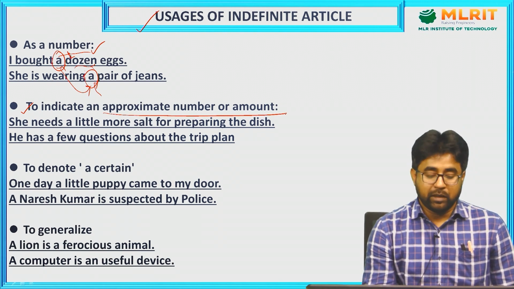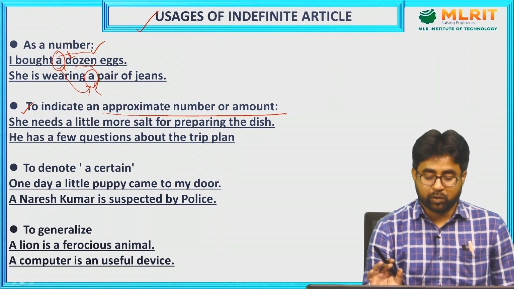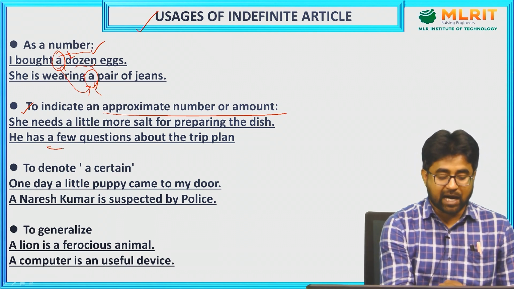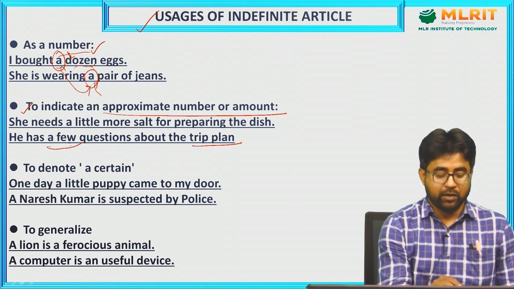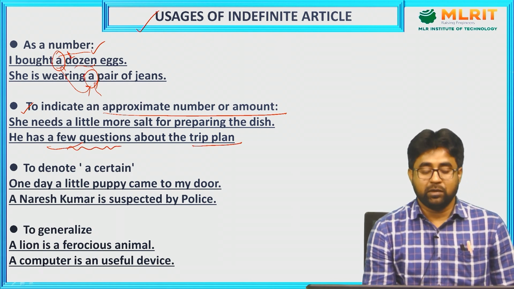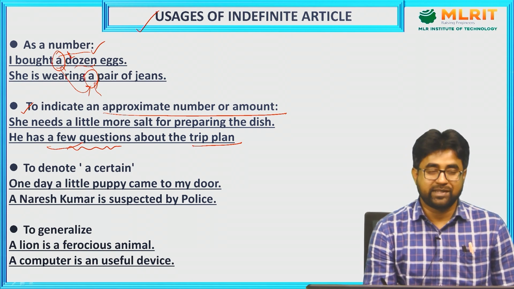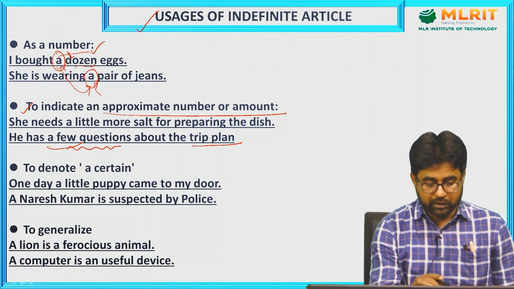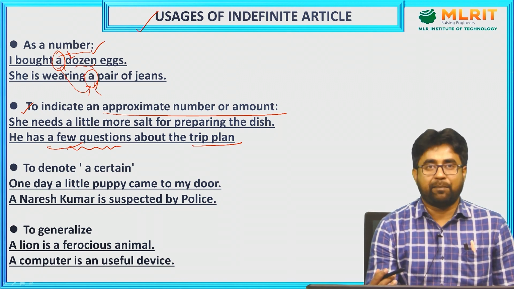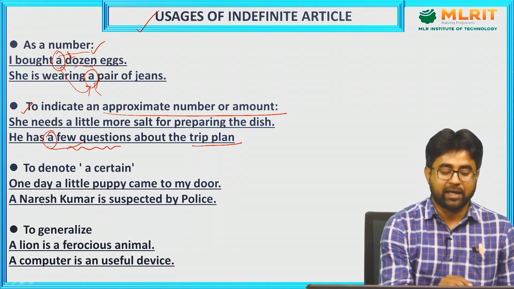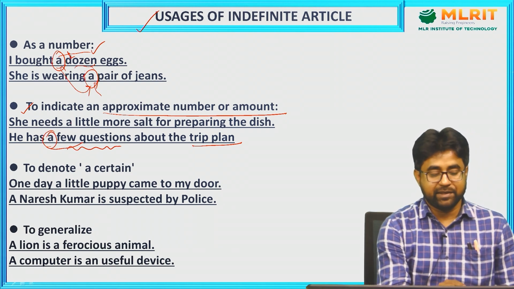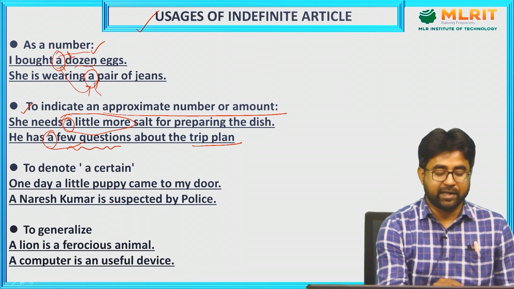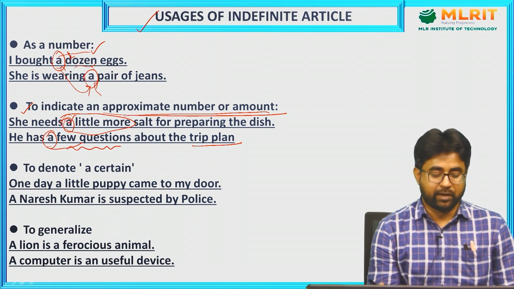Sometimes, if we want to refer to an approximate number or amount, we use an article. See the example: He has a few questions about the trip plan. Here I am not talking about a specific number of questions. I am not saying he has 3 or 4 questions about the trip. I am talking about some approximate number. That's why I am using the article in "a few questions." Similarly, she needs a little more salt, a little more. So here I am using the article to indicate an approximate number or amount.